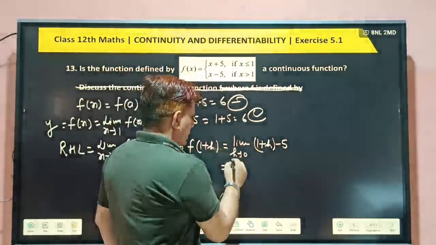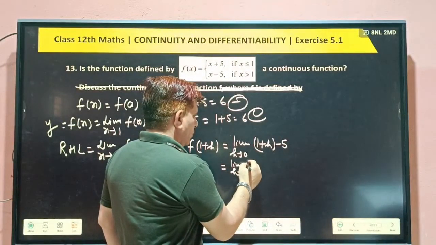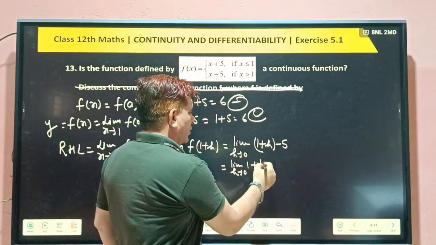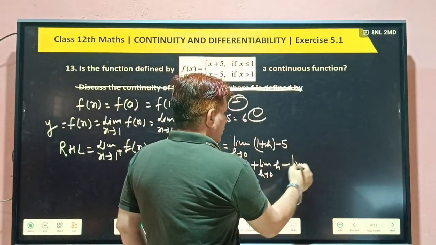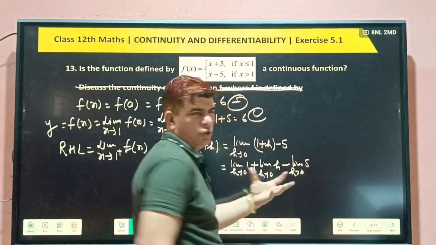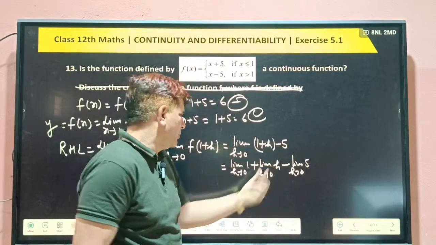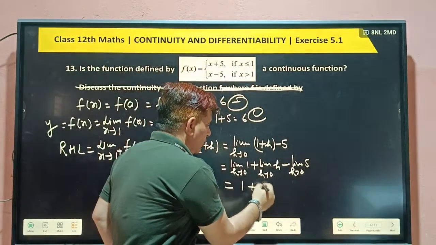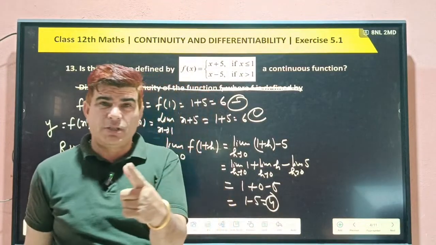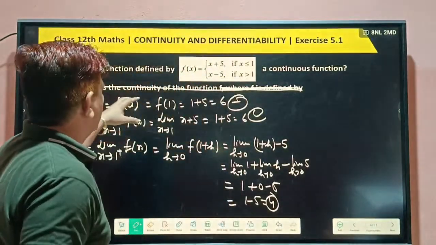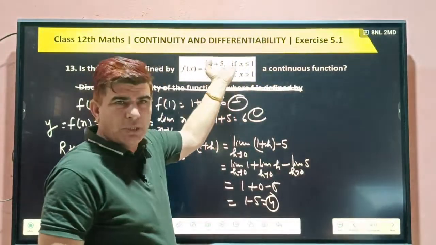So in this way, write this. Limit h tends to 0 of 1, no effect of it, plus limit h tends to 0 of h, minus limit h tends to 0 of 5. If anybody doesn't understand, that's why I'm telling. There is no effect of this h; here its effect becomes 0. It means 1 plus 0 minus 5. 1 minus 5 is equal to minus 4. Again same process. Try to understand what I said. If you work this out, it's a wastage of time; definitely it's coming equal to 6.